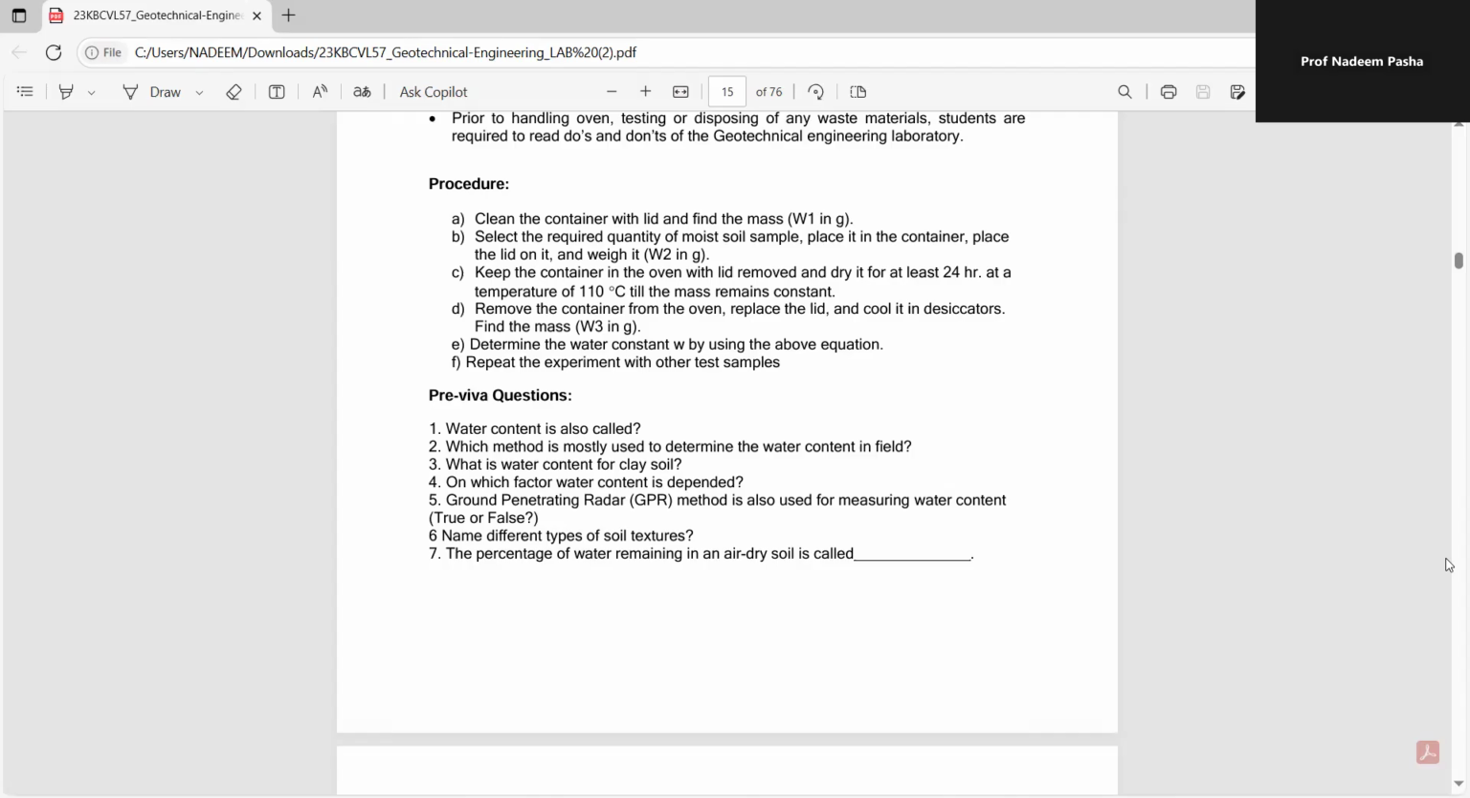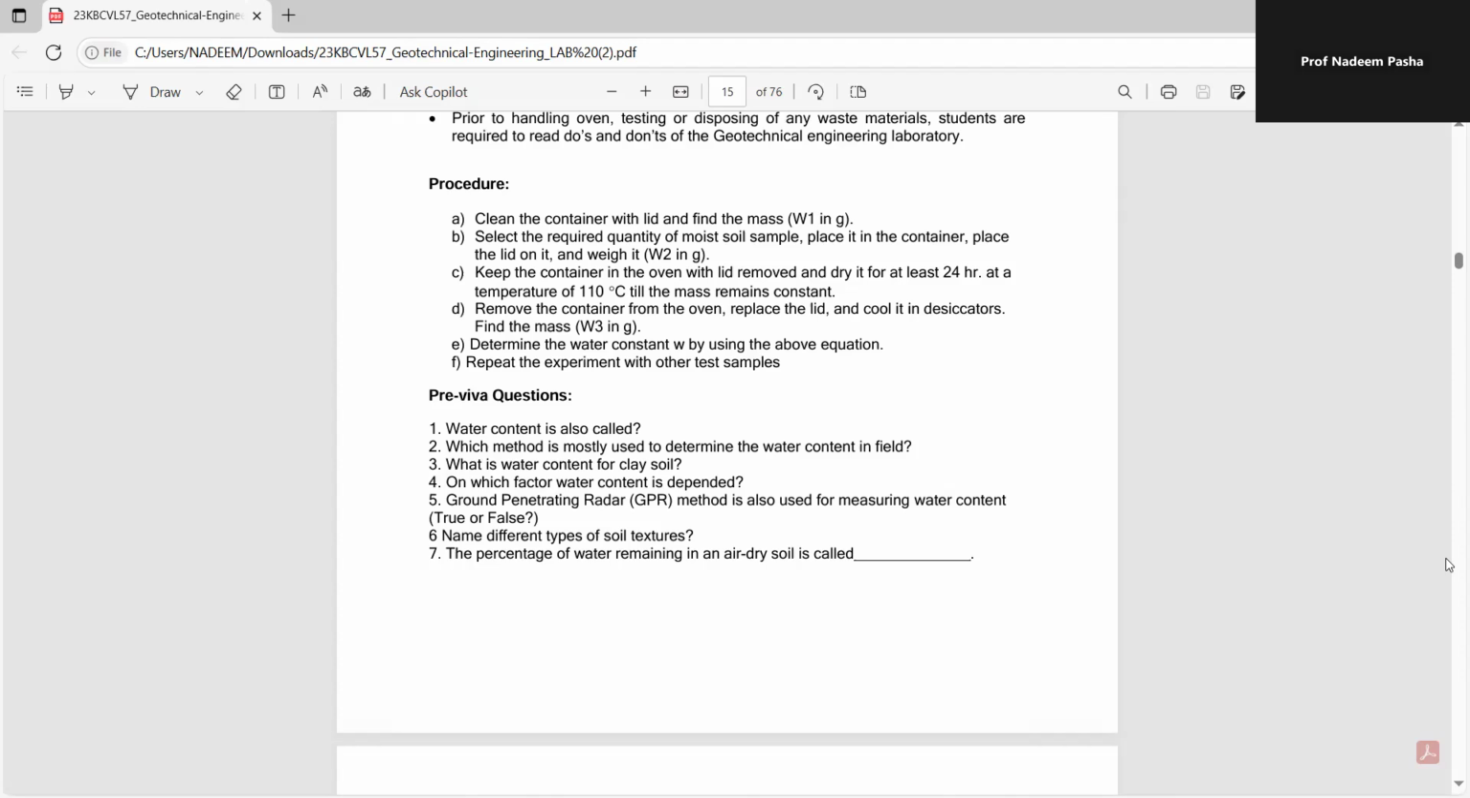Keep the container in the oven with lid removed and dry it for at least 24 hours. So for drying the soil sample, you are keeping it in the oven, but the lid should be removed while keeping it in the oven. And the temperature of the oven is 110 degrees Celsius, till the mass remains constant.